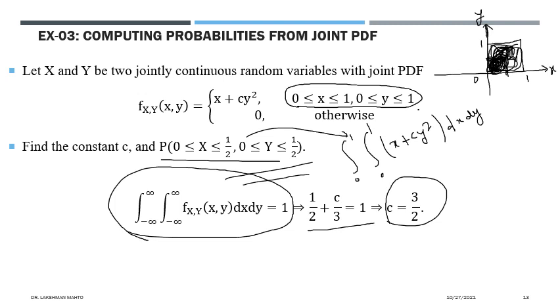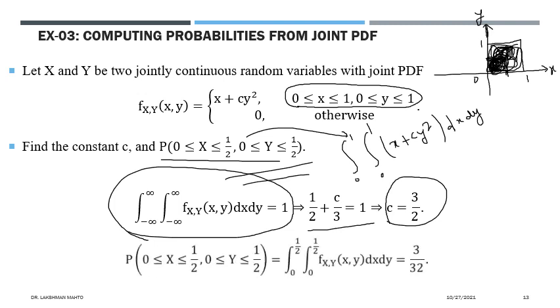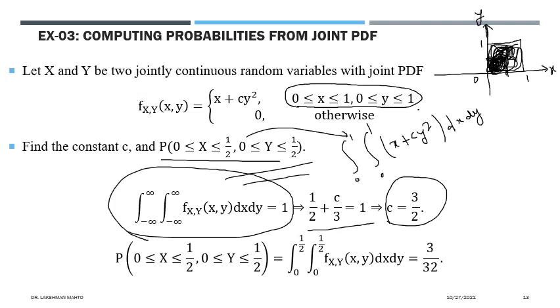And if you substitute 3 by 2 in this function, it becomes a proper density function. It will satisfy all three conditions. Now coming to the next question, we are trying to find the probability that x is observing a value between 0 to 0.5 and y is observing a value between 0 to 0.5. That means we need to integrate the corresponding density function from 0 to 0.5, 0 to 0.5 with respect to x and y. Calculating this double integration, the value would be 3 by 32. So we got the probability as well.